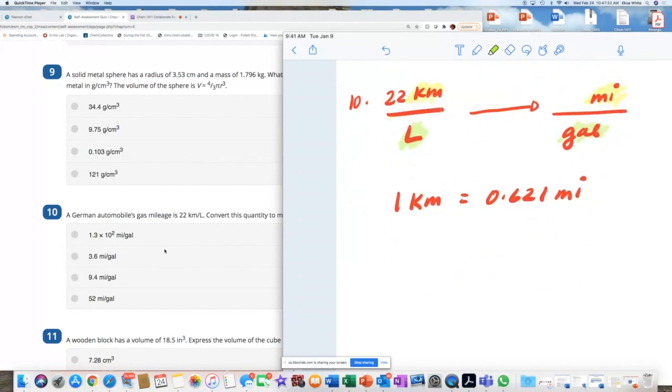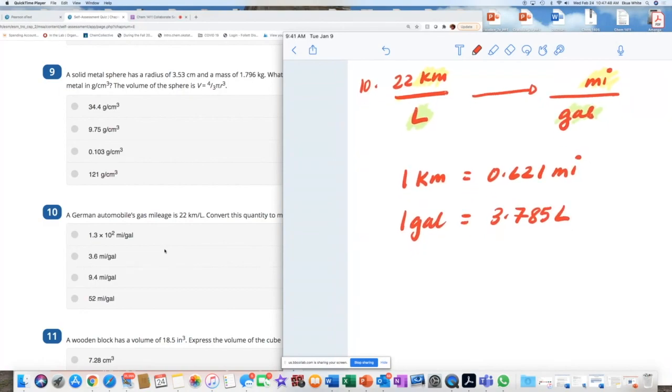Volume, liters and gallons. Oh, I see it right there, liters and gallons. So for liters and gallons, I see 1 gallon equals 3.785 liters, right? So now I can tell I have all the conversions I need, because I have the conversions that will convert from kilometers to miles and gallons from liters, right? Now all I have to do is set it up.